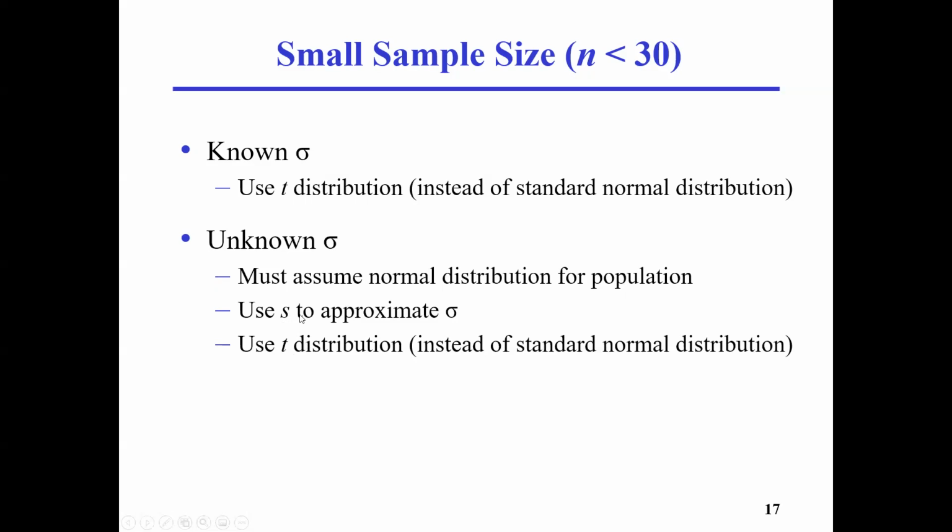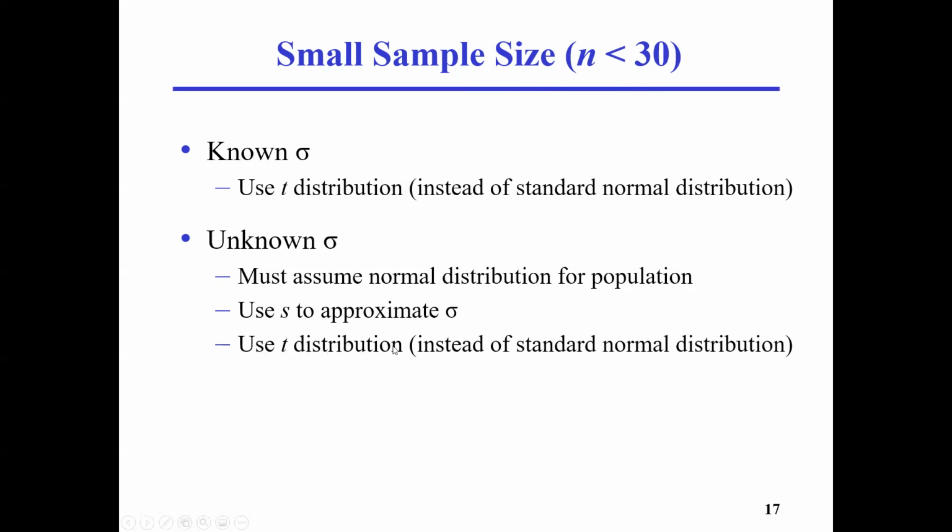But again, here not only is sigma a problem, sample size is another problem because the sample size is smaller than 30. So here we use the t distribution to replace the standard normal distribution. So this big if here is based on the sample size. If the sample size is smaller than 30, that's a big assumption, a big if here. Then we talk about sigma. If we know sigma, then we simply use the t distribution. If we do not know sigma, we need to assume a normal distribution for the whole population. We also need to use S to approximate sigma, and then we also need to use the t distribution.